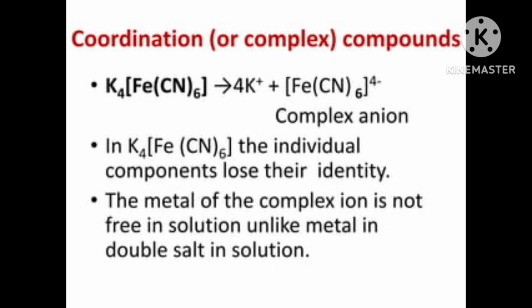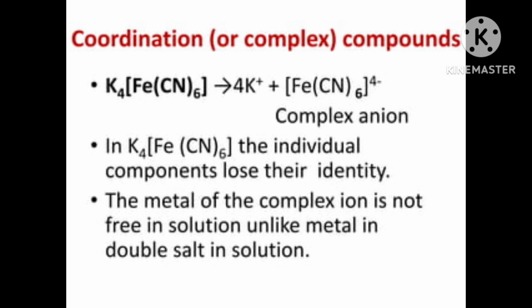Then in didentate you have seen that, the example I have given, oxalate or ethane 1,2-diamine. Here this nitrogen can donate. In C2O4, two oxygens are there, both oxygen can donate. And in ethane 1,2-diamine, two nitrogens are there. Forget carbon and hydrogen, they don't have a lone pair of electrons, but nitrogen has a lone pair of electrons. Both can donate, two atoms. That's why it is called didentate.